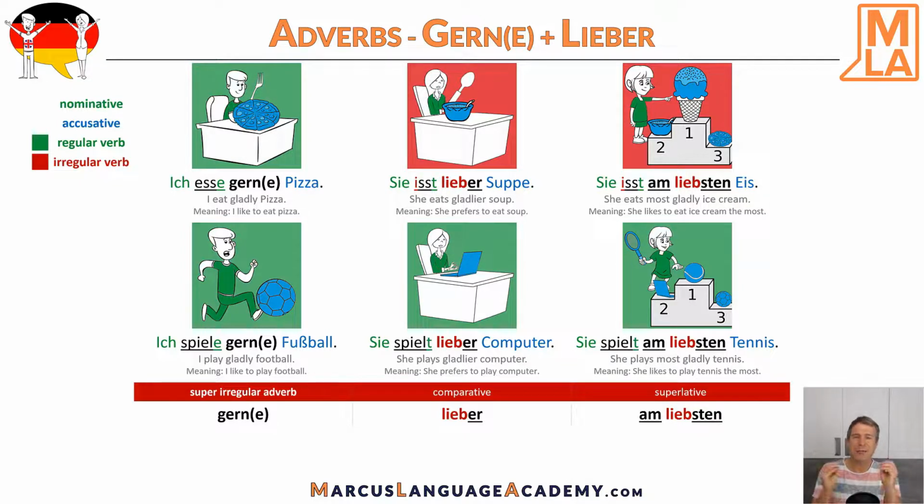So please remember, neither lieber nor gerne are verbs. In a sentence they must be preceded by a verb. But I highly recommend to remember those words because they are quite useful and you will hear them quite a lot.